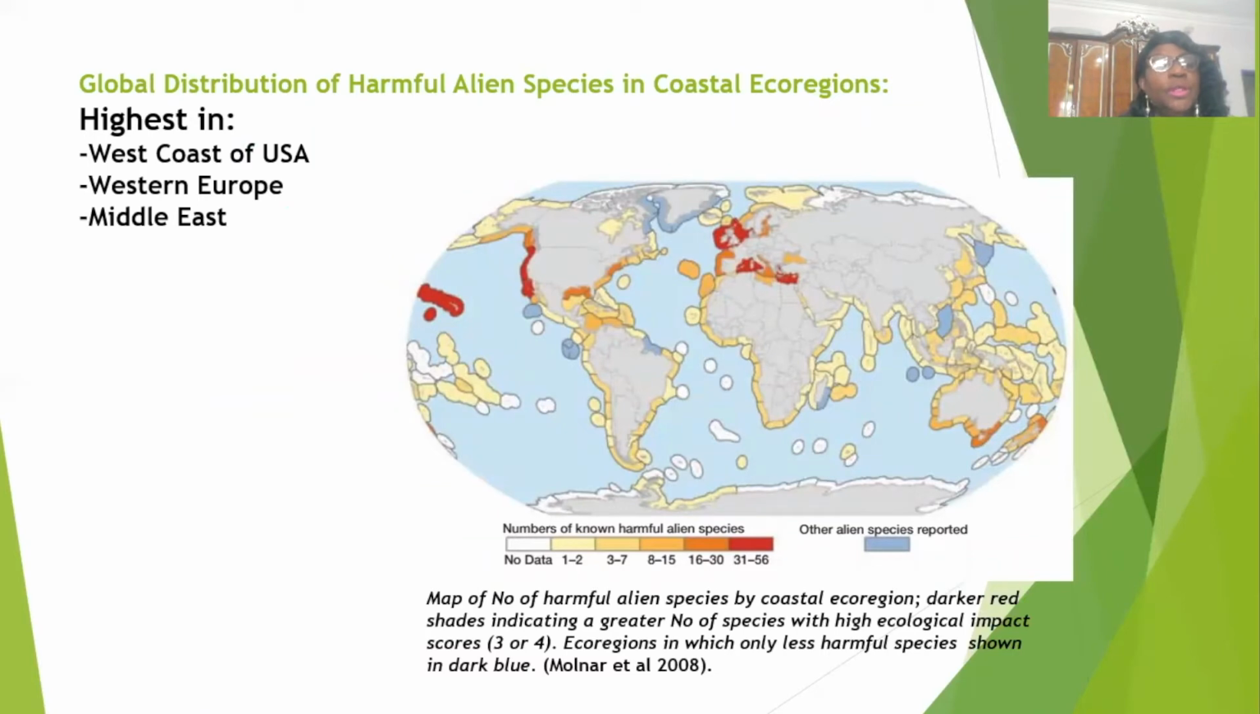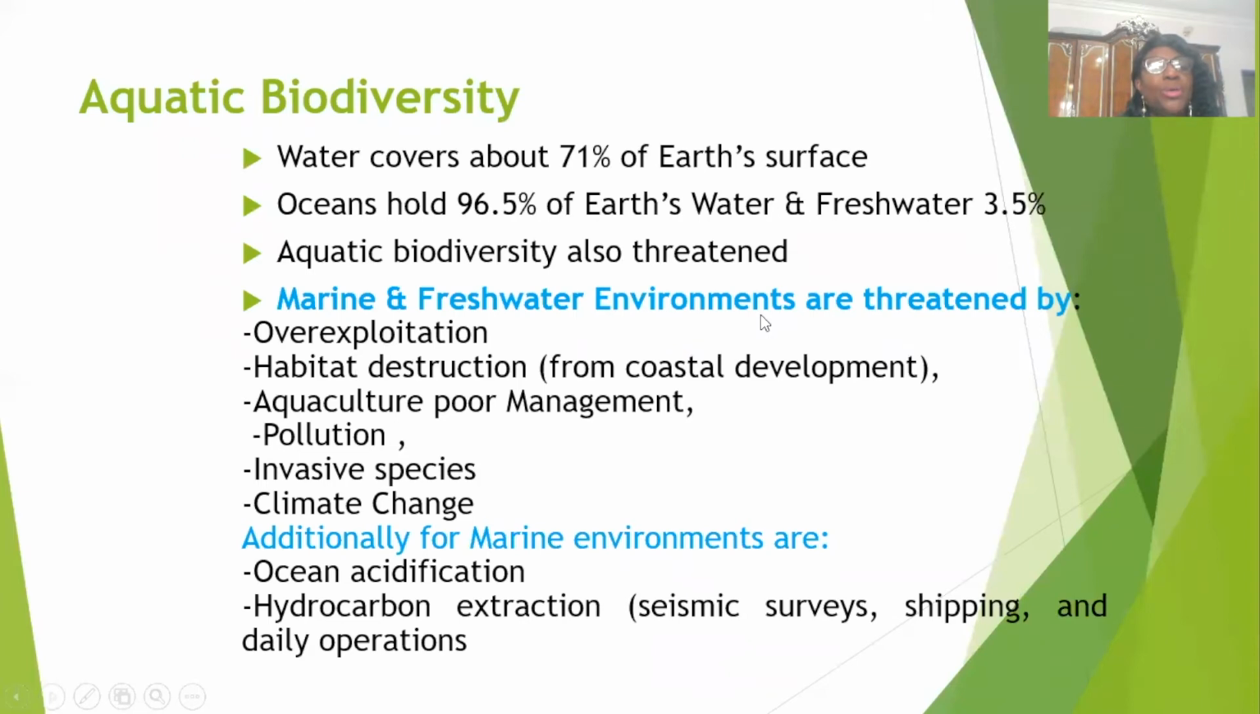This shows the global distribution of harmful alien species in coastal ecoregions. This is taken from Molnar et al. 2008. The area shaded brown is the highest in terms of harmful alien species, from 31 to 56 in number. From this map, it is observed that harmful alien species is highest in the west coast of USA, Western Europe, and Middle East.